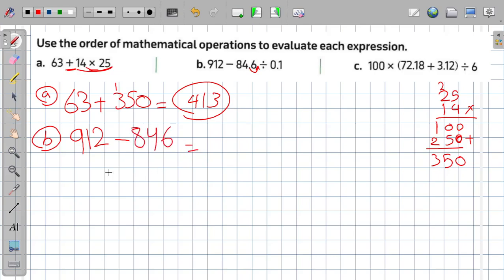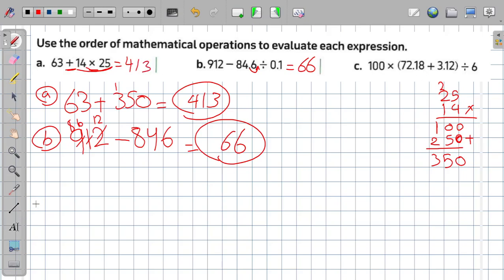846. So I have 2 minus 6 equals what? It can't be, so I will borrow from 1 becomes 0 and 2 becomes 12. 12 minus 6 equals 6. 0 minus 4 it can't be, so I will borrow from 9 becomes 8 and 0 becomes 10. 10 minus 4 equals 6 and 8 minus 8 equals 0. So the final result will be 66. So this is equal to 66 and this is equal to 413.